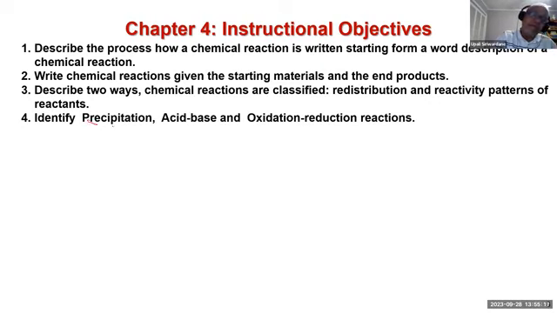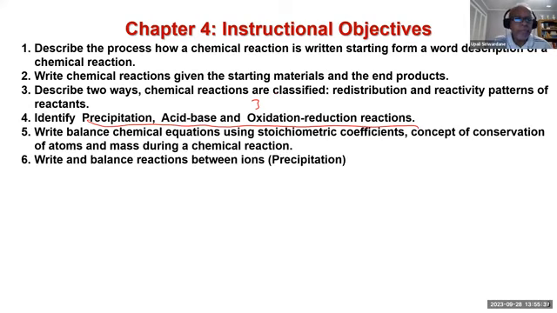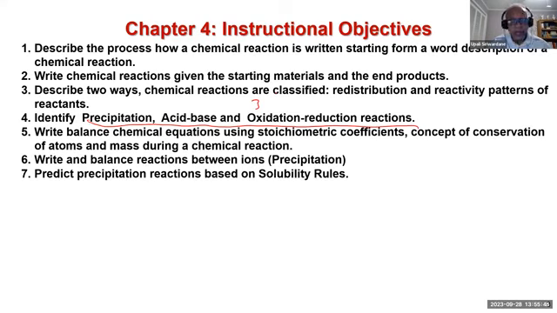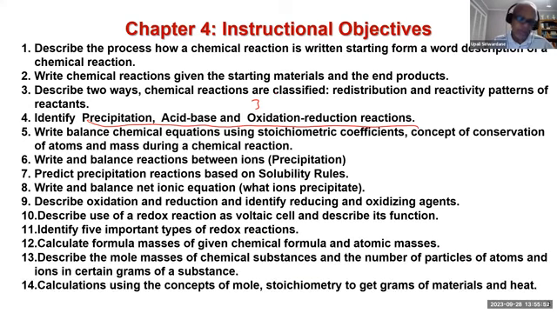These are the three types of reactions based on the reactivity: precipitation, acid-base, and redox. We're going to describe them, and write a balanced equation for an ionic chemical reaction. We also use the solubility rules. I will come back and review later.